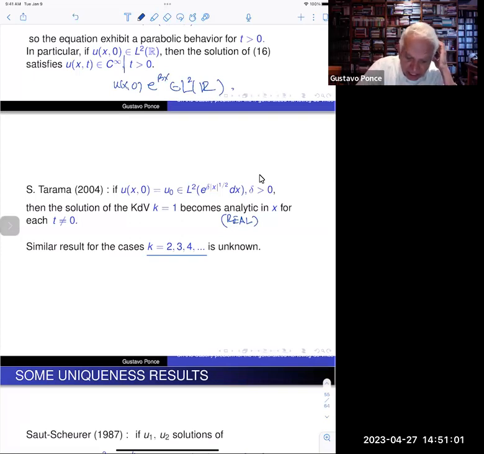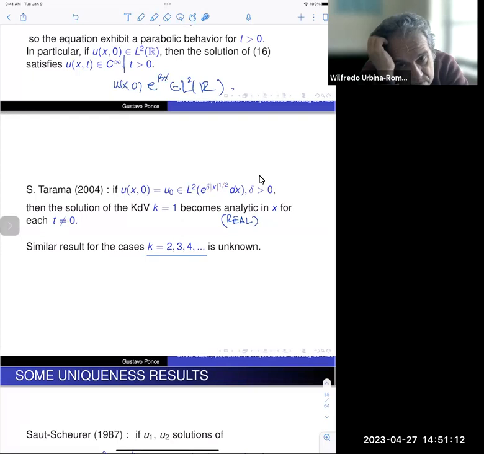There has been a proof that, for example, if you put this condition only for x positive, you will have analyticity for t positive. Okay.